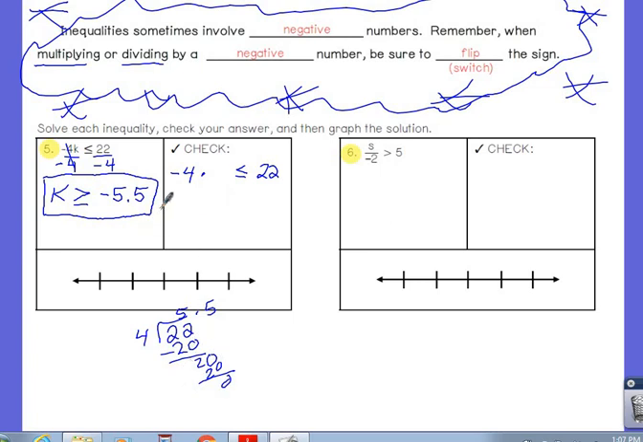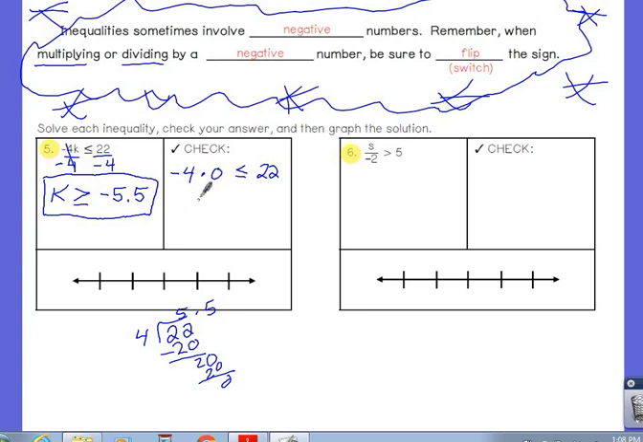I always ask myself, is 0 first? Is 0 greater than or equal to negative 5.5? Yes, it worked, because it's negative. 0 is bigger than negative 5.5. I'd rather owe somebody $0 than owe somebody $5.50. 0 is bigger, so I can use 0.